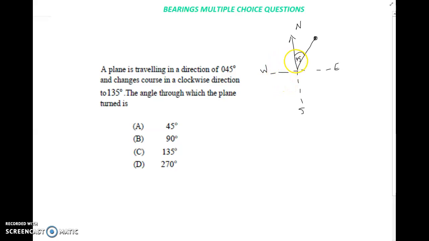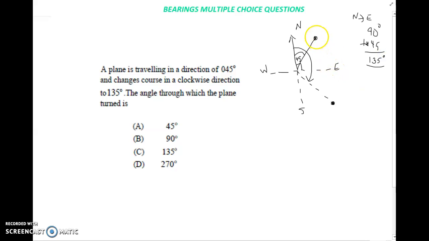So where would 135 degrees be? Now remember, this entire thing is 90, and half of the 90 is actually 45. If the plane now comes here, this is actually 135. All this here is 135. How do I know? Because from north to east is 90 degrees, and then from the east to the midway, southeast, will be 45. So that gives me the 135 degrees.